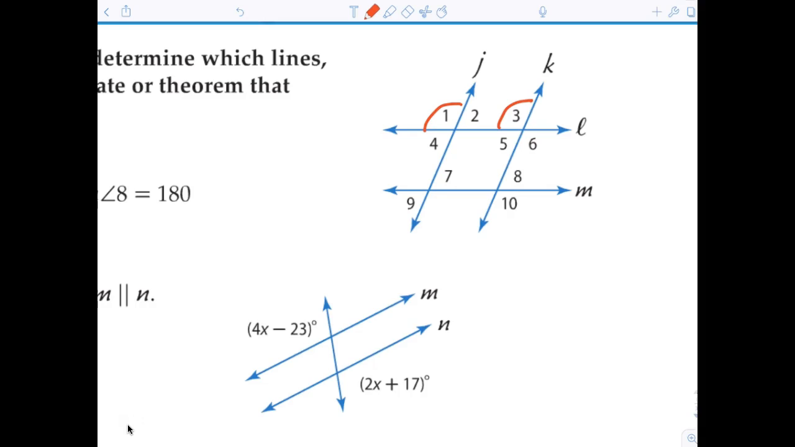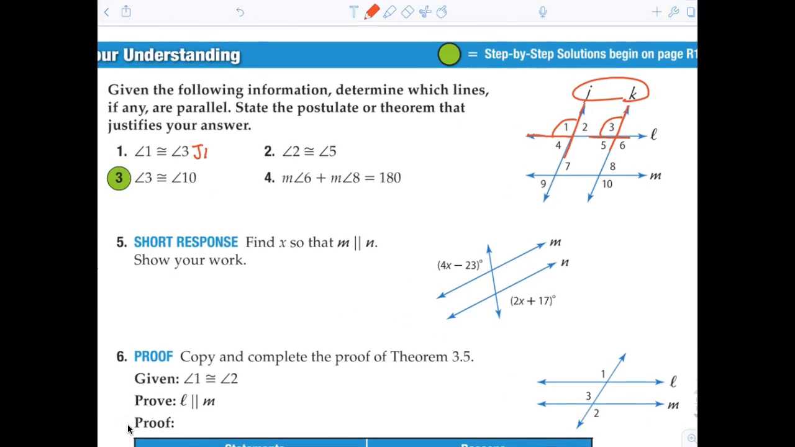So if they are congruent, what two lines are parallel? Some kids find this a little troubling, so I want to show you real quick. Angle 1 is made up of this angle, and 3 is made up of this. I have mentioned nothing about M. Therefore, J and K are the two lines that must be parallel. You would say J is parallel to K. That's all you have to do. You would write down J is parallel to K by corresponding angle postulate.